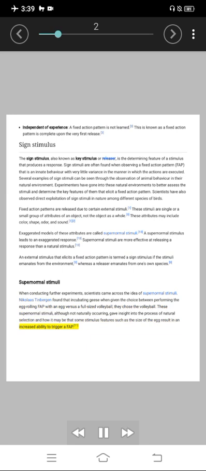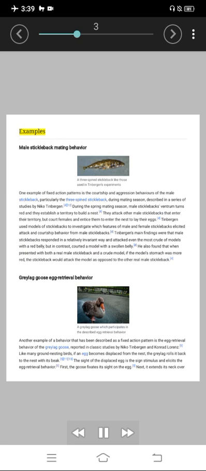Examples. Male stickleback mating behavior. A three-spined stickleback like those used in Tinbergen's experiments. One example of fixed action patterns is the courtship and aggression behaviors of the male stickleback, particularly the three-spined stickleback, during mating season, described in a series of studies by Nico Tinbergen. During the spring mating season, male stickleback's ventrum turns red and they establish a territory to build a nest. They attack other male sticklebacks that enter their territory, but court females and entice them to enter the nest to lay their eggs.